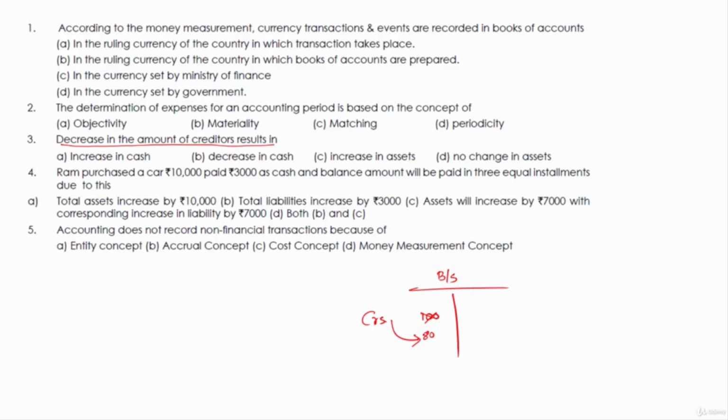If creditors is coming down from 100 to 80, how is it possible? Only when you pay them. So what will happen to your cash? Your cash will also come down to the extent of this difference. That is, your cash will also get reduced by 20. So the decrease in creditors is 20 and the decrease in cash balance will also be 20. So we'll say a decrease in the amount of creditors would result in a decrease in cash. Answer is C. Item 4.